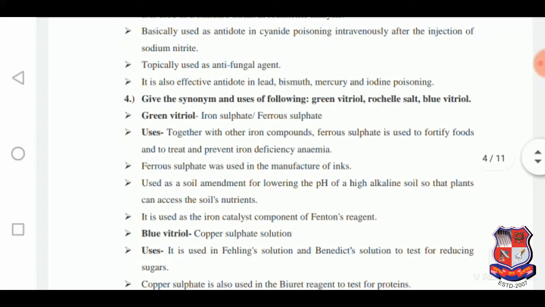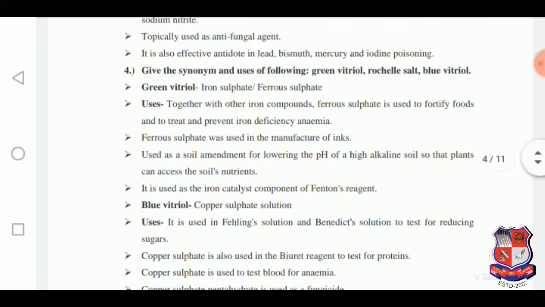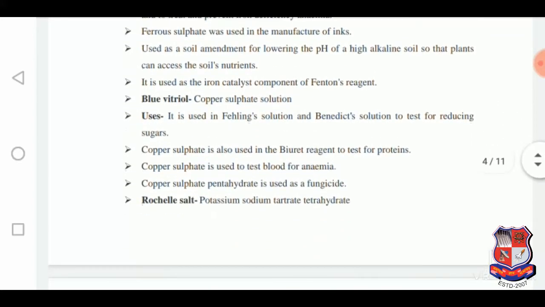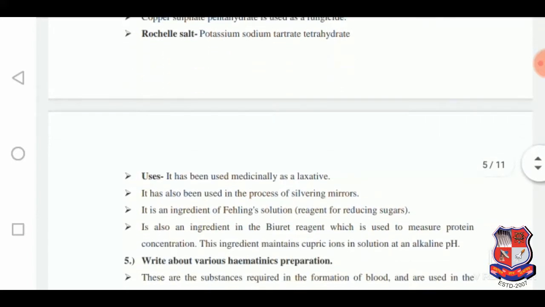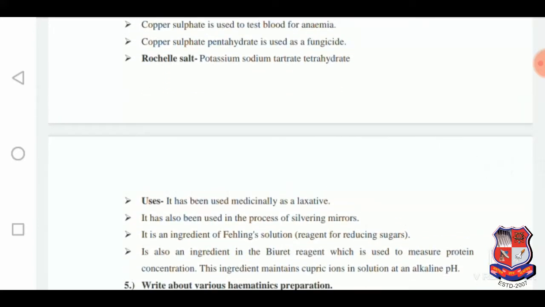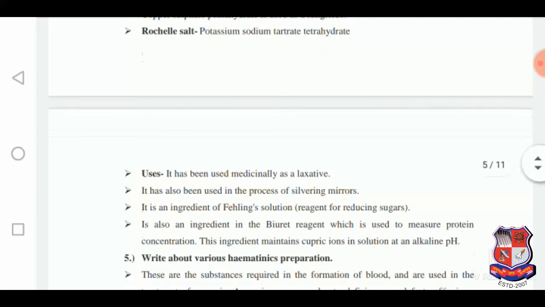Give the synonyms and uses of green vitriol, Rochelle salt, and blue vitriol. These are most frequent. So, what is the synonym of green vitriol? It is iron sulfate, or ferrous sulfate. Uses for that. Blue vitriol is a synonym of copper sulfate. Uses for that. Rochelle salt is the compound potassium sodium tartrate tetrahydrate. Uses for that.